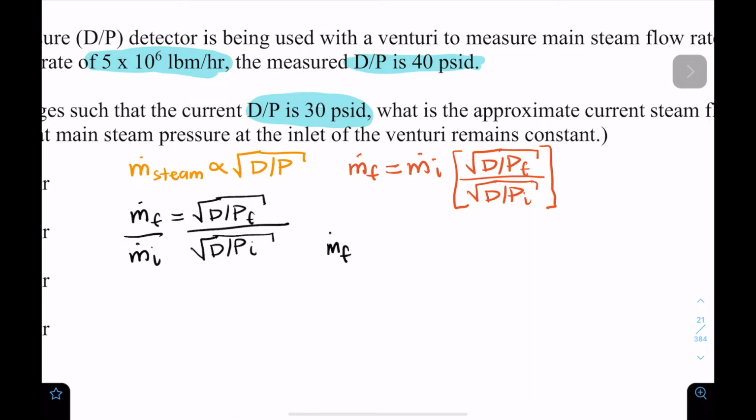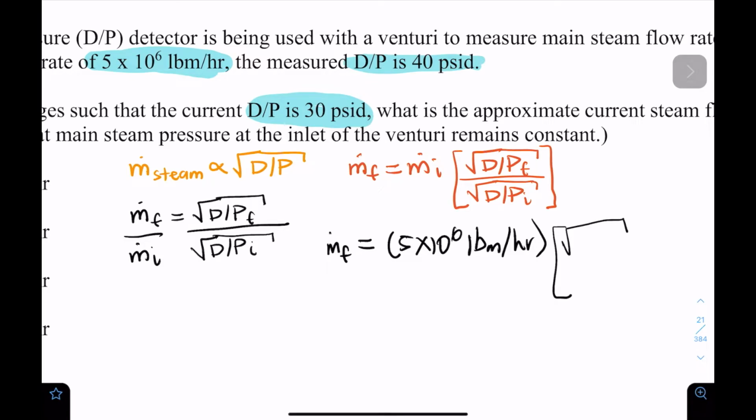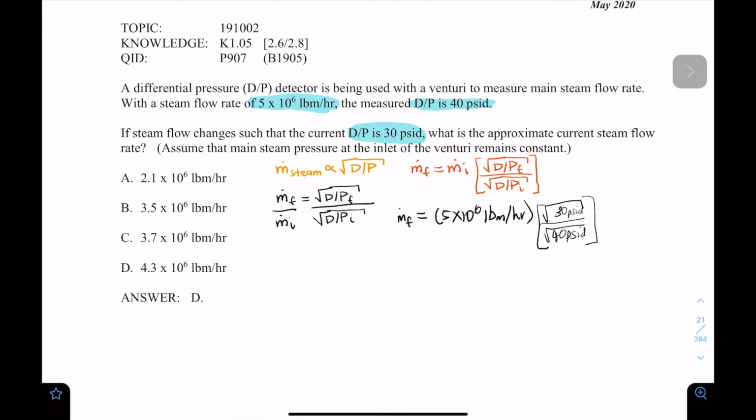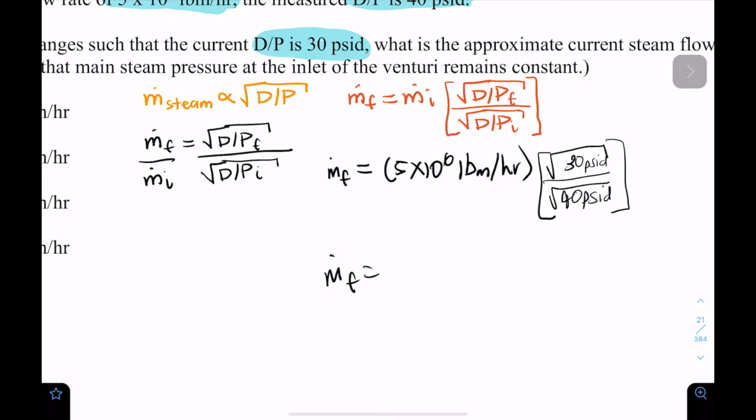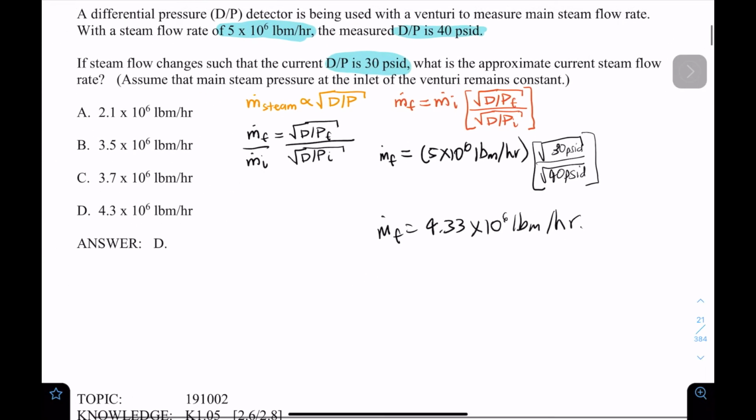So now the mass flow rate final is going to be equal to my 5 times 10 to the 6 pound mass per hour times the square root of 30 PSID over 40 PSID. I plug everything into the calculator and this is my answer. It's going to be 4.33 times 10 to the 6 pound mass per hour. And yes, I have an answer similar to that one.